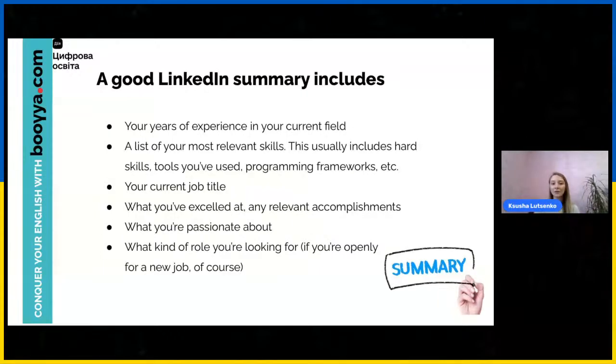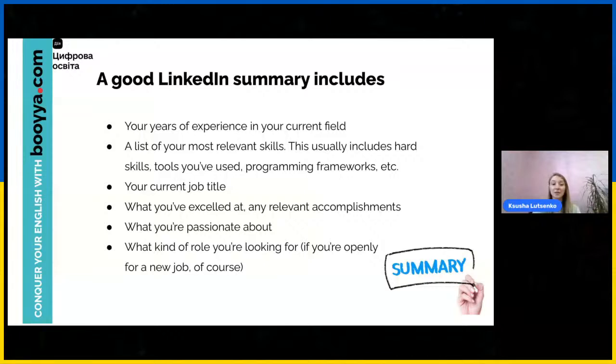Well, what should definitely be in the summary? Every good summary includes your years of experience in your current field, and that's okay to mention it. Also, a list of most relevant skills. Here, the key word is relevant. If you want to find a job as an English teacher, please don't include skills that don't refer to that particular field. Also, I'd recommend you to add hard skills rather than soft skills, because soft skills are not that important at that particular stage of your LinkedIn profile.